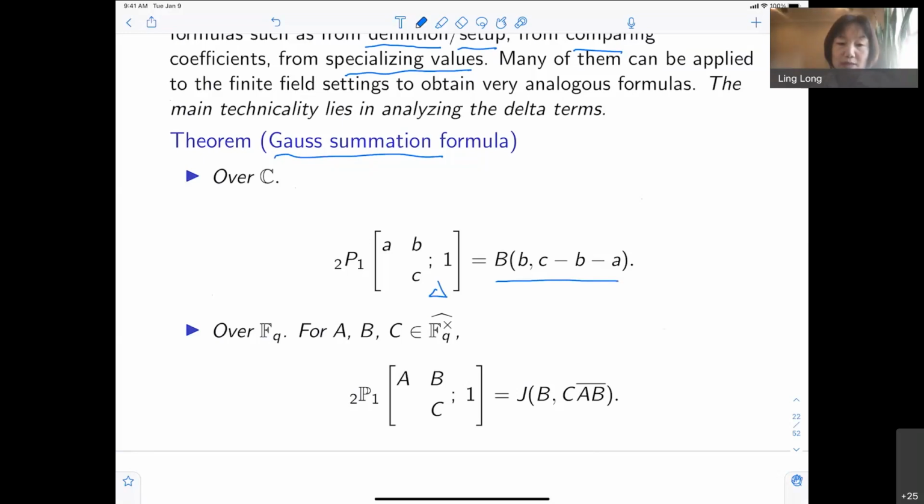We can do the same thing for the finite field setting. If we have 3 characters A, B, C, at 1, again by the definition of the Jacobi sum, we get this formula: the Jacobi sum of B and C with A, B bar. So this is very much parallel. The translation here is little b to capital B, c to character C, and the bar means the inverse, so the inverse of B and the inverse of A. Everything is in a very parallel manner.